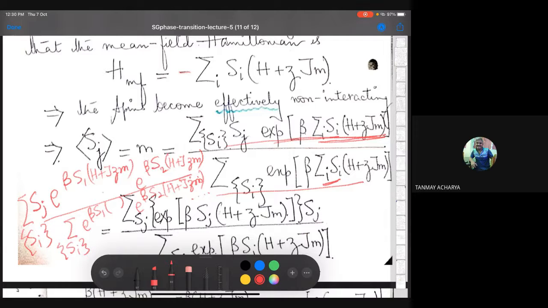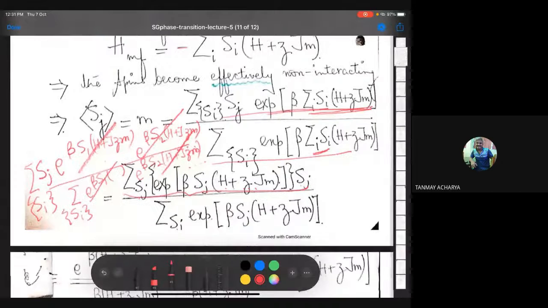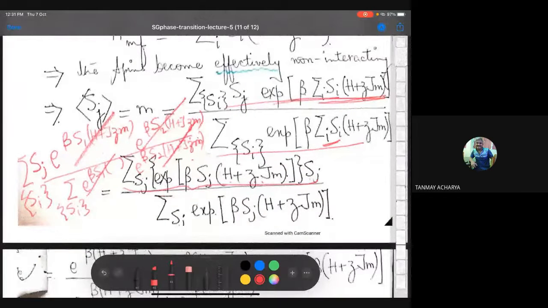For example, this term e to the power beta S1 will cancel with this one, this term will cancel with this one. The only term that would not cancel is this term, whatever I've written here, summation over Sj, e to the power beta Sj (H plus JZM) Sj, and in the denominator you would have summation over Sj, exponential beta Sj (H plus JZM).